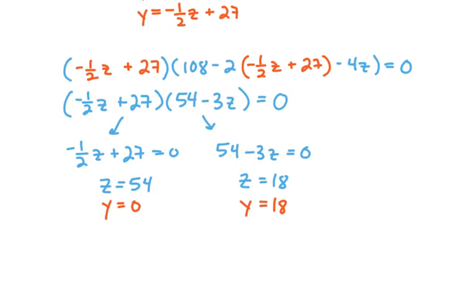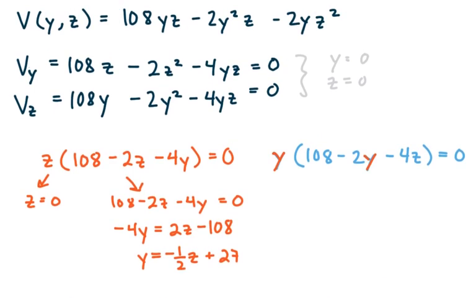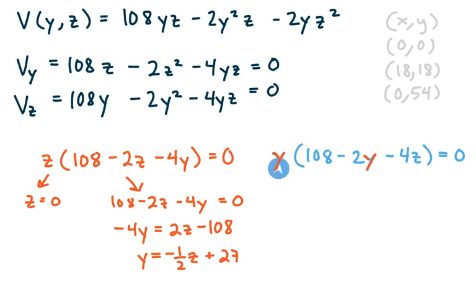I'm going to scroll back up. I'm going to list these ordered pairs up with the one that I already have. So up here, for my XY ordered pairs, we have 0, 0, we have 18, 18, and we have 0, 54.